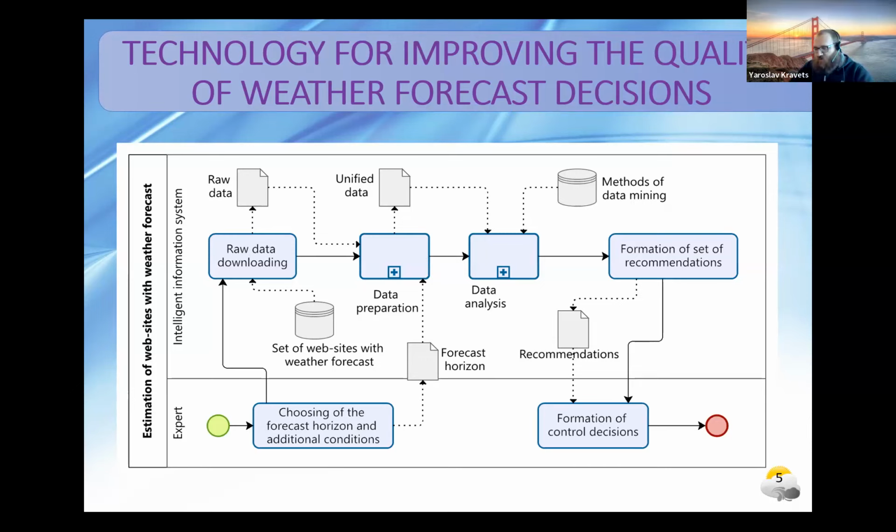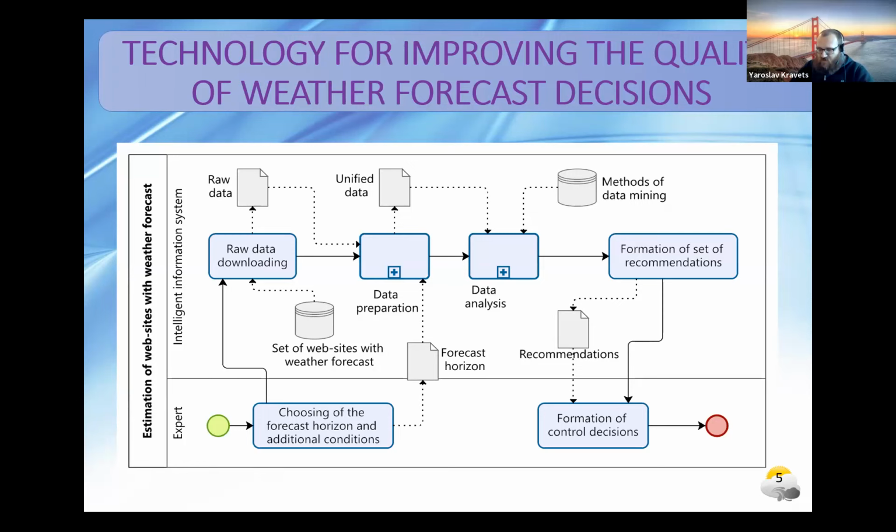It starts from the work of an expert who analyzes business processes in certain domains and forms a list of input parameters for the intelligent information system. The intelligent information system receives archived data from a selected set of weather forecast websites. This raw data has a different structure and forecasting period. So the main goal of this stage is to solve the problem of data unification.